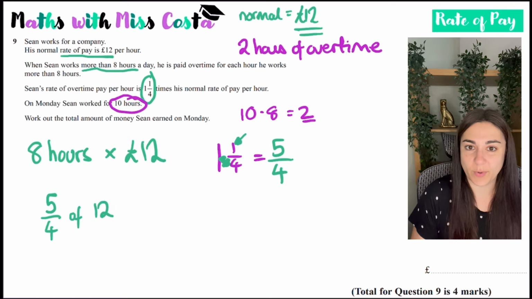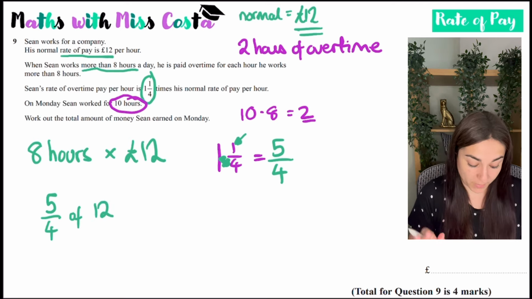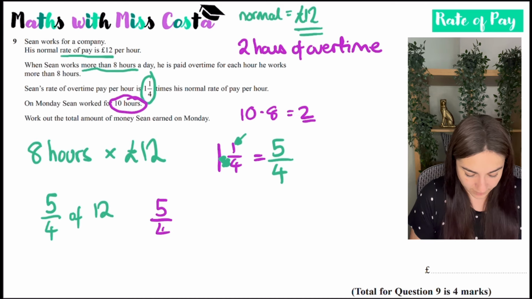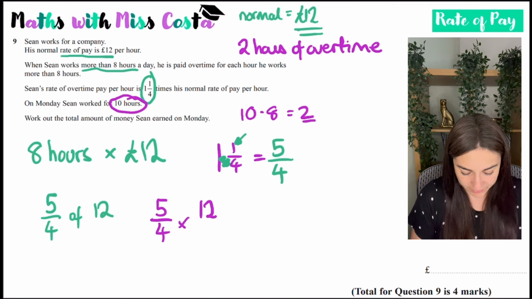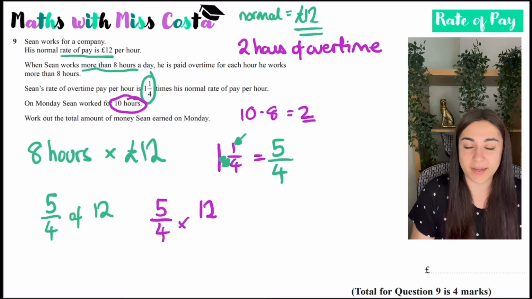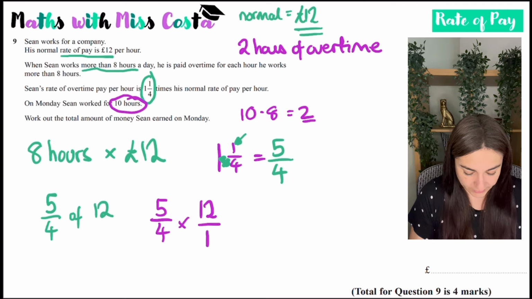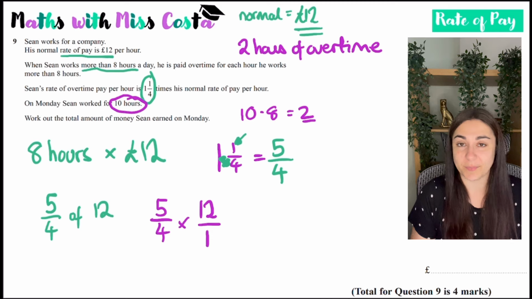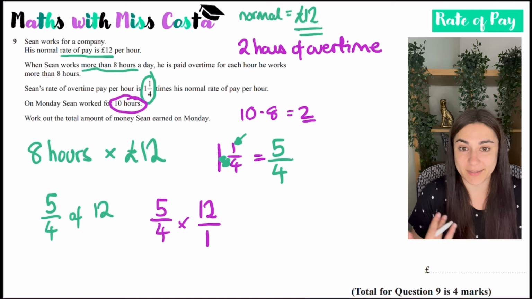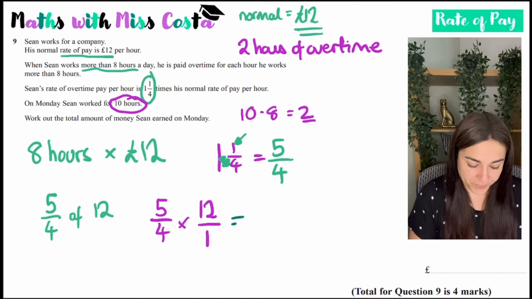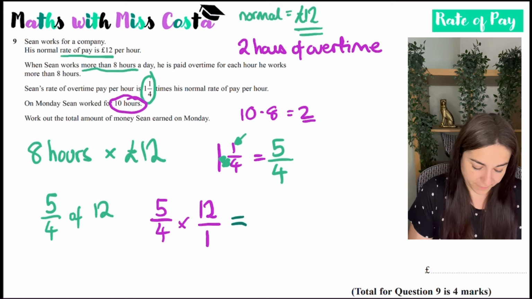Now, whenever you see the word of in maths, it tends to mean multiply. So I'm going to do 5/4 times by 12, and to turn any number, regardless of how big it is, into a fraction, you just write it as over 1, because 12 divided by 1 is 12, but it makes life a little bit simpler when we're multiplying fractions. So now we multiply these together. 5 times 12.